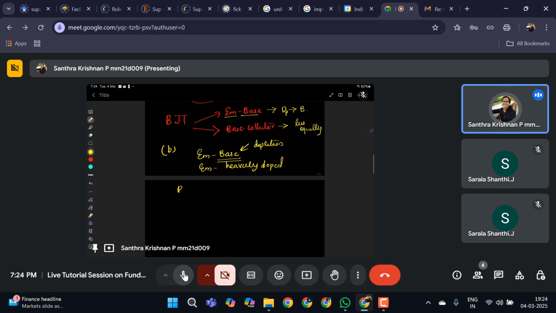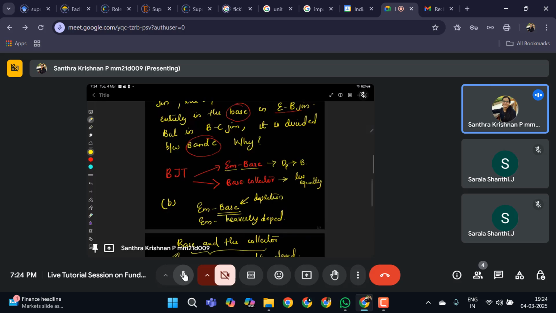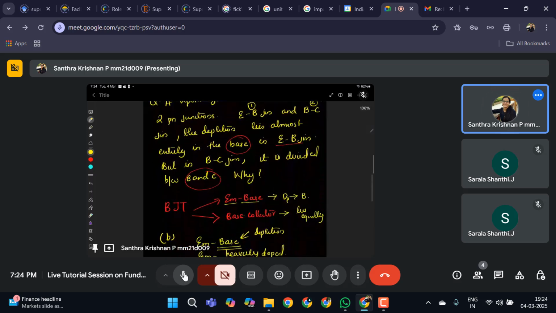But when we are considering the base and the collector, they are comparably doped, meaning that the doping levels would be somewhat similar. That is the reason why the depletion region would be distributed equally in the base and the collector. So the answer is option B.